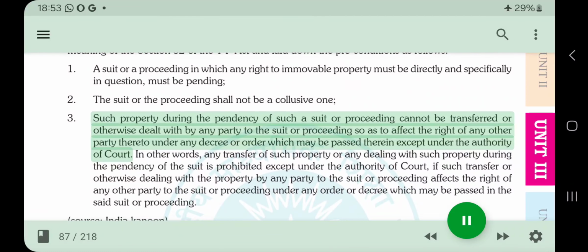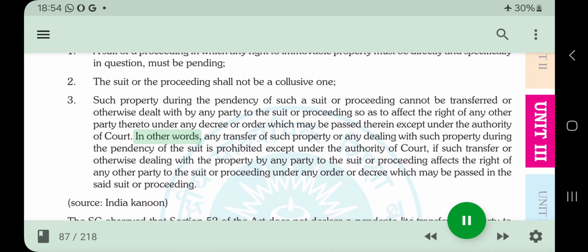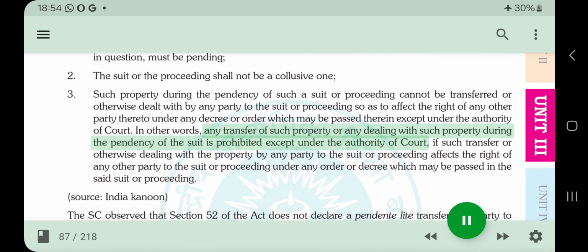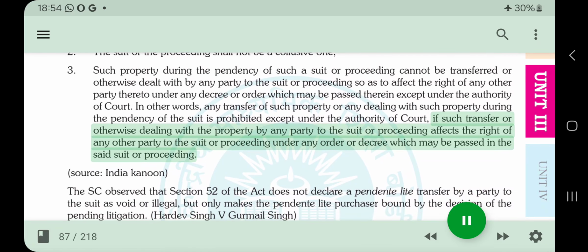3. Such property during the pendency of such a suit or proceeding cannot be transferred or otherwise dealt with by any party to the suit or proceeding so as to affect the right of any other party thereto under any decree or order which may be passed therein, except under the authority of court. In other words, any transfer of such property or any dealing with such property during the pendency of the suit is prohibited except under the authority of court, if such transfer or dealing affects the right of any other party under any order or decree which may be passed in the said suit or proceeding.